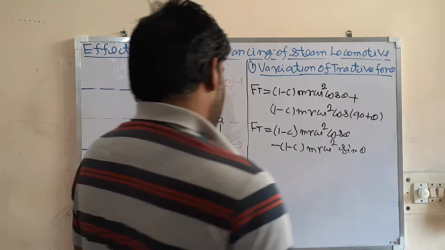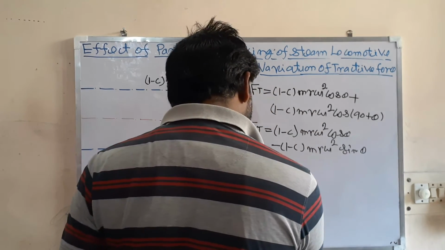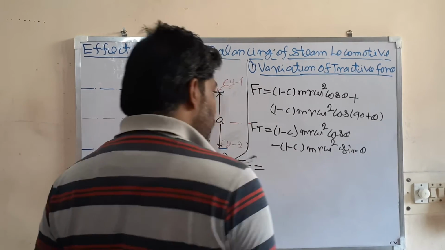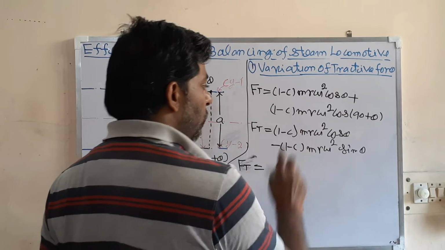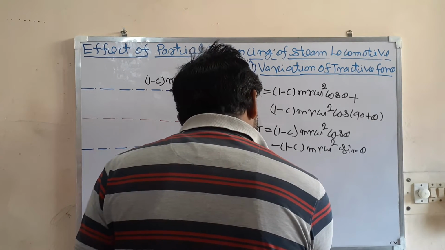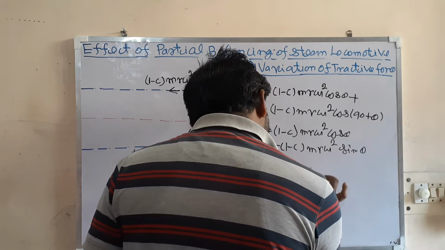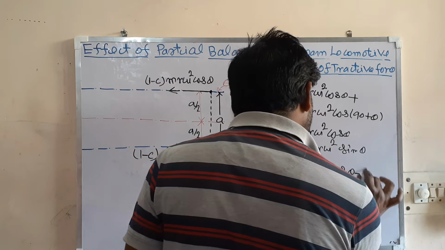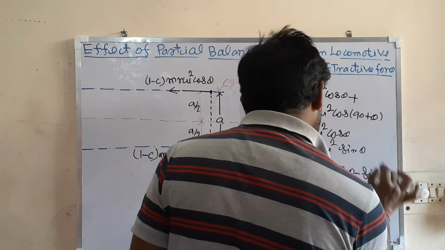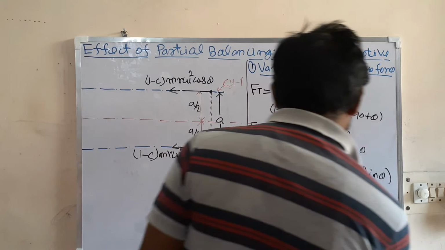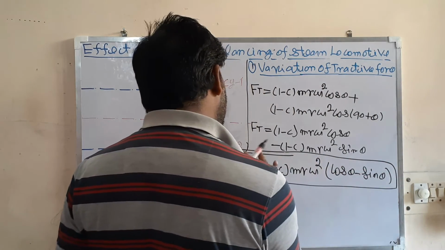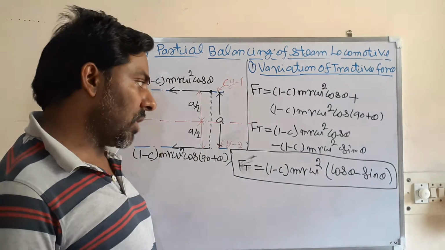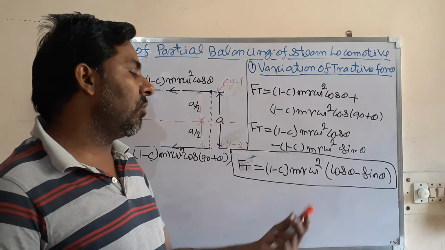Let us see, so let us solve this. The unbalanced force along the line of stroke, that is Ft, is equal to (1 − c) m r omega square, which is common. Take this (1 − c) m r omega square and you will get cos theta minus sin theta. So from this formula you can calculate the net unbalanced force along the line of stroke at any theta.